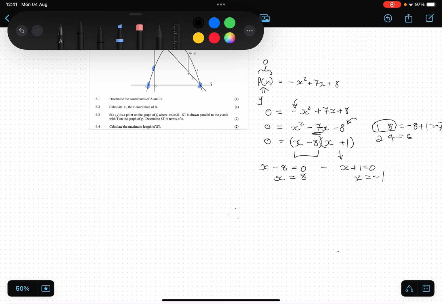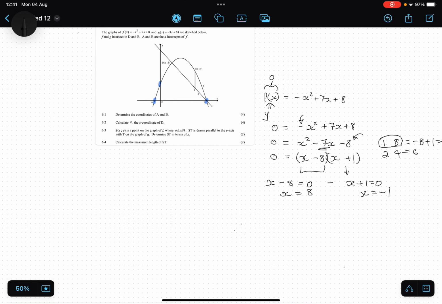Okay, so let's carry on. So we know that point A will be -1 and B will be 8. But now the problem is we have the x values. We do not have the y. But in this case, remember that we set y to 0. So essentially with the intercept, we always know that y is going to be 0. So it'll be 8 and 0. And then we know that this one will be -1 and 0. Okay. So we've got now, this is B and that is A. So that question is done. And that's 4 marks. Okay.